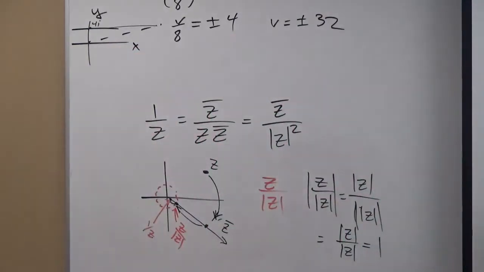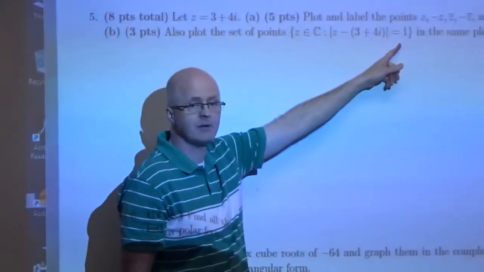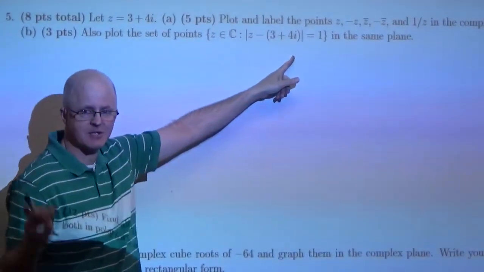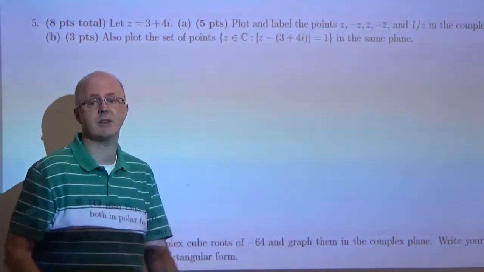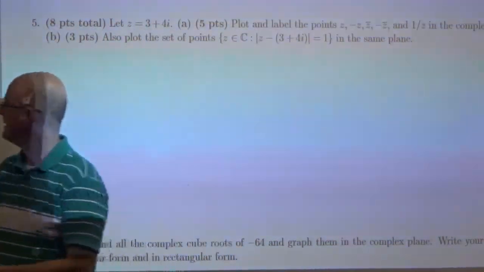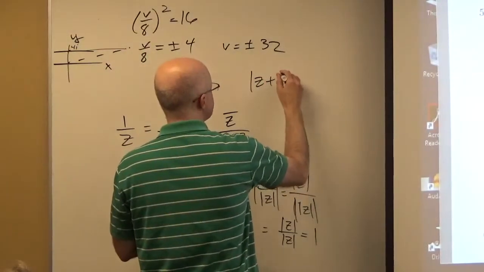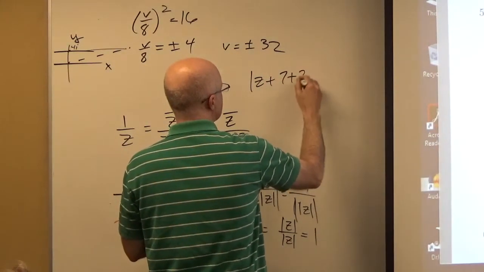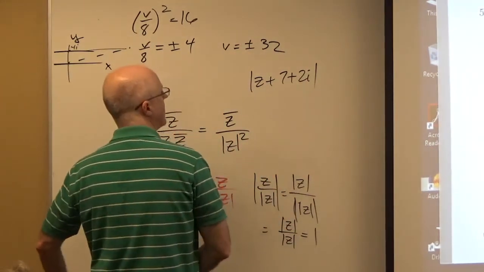This is a set of points whose distance to 3 plus 4i equals 1. You see something like that, you should automatically think distance, z minus something. Now, of course, it could be given in disguised form. It could be given with a plus sign. Z plus 7 plus 2i. Well, let's make it minus 2i for an extra equal.